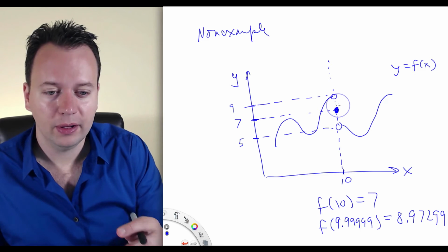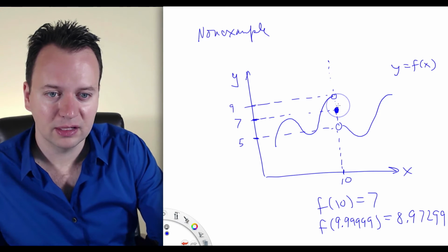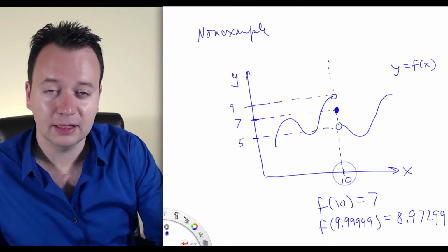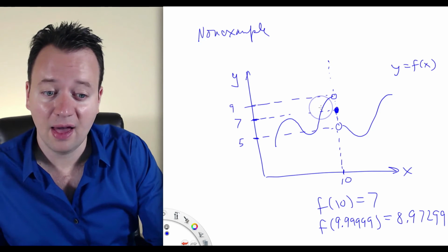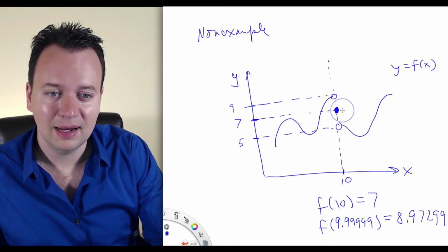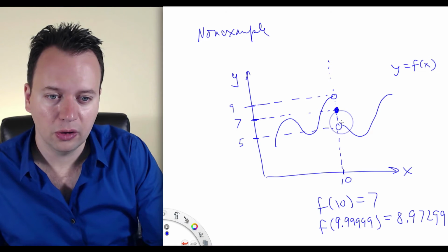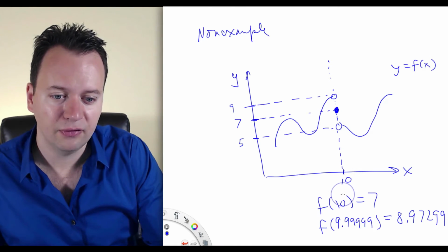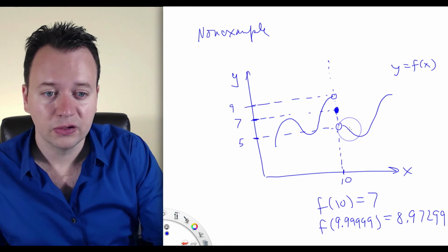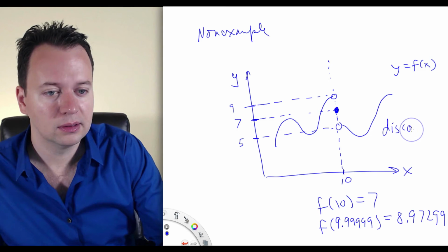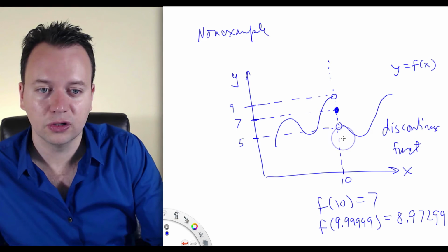If you just look at the outputs of the function to the left of this line, so you ignore x is equal to 10 and all the numbers larger than 10, you would expect that f of 10 is equal to 9. But indeed, f of 10 just jumps down to 7. And then when you go a hair to the right, if you say f of 10.000001, you're going to get a number that's close to 5. So this is a discontinuous function, and we call this a jump in the function.